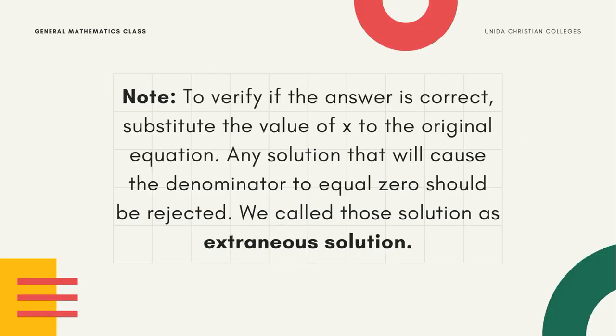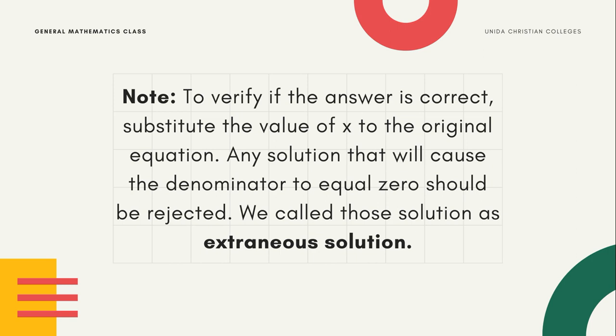Okay. Now, note, to verify if the answer is correct, substitute the value of x to the original equation. Any solution that will cause the denominator to equal 0 should be rejected. We call those solution as extraneous solution. O tatandaan po natin, paano natin masisigurado na tama ang sagot natin or tama yung nakuha nating value sa x? Anong gagawin natin? Magkakaroon po tayo ng checking. At paano po natin gagawin si checking? Yung nakuha mo pong value sa x, isa-substitute mo lang po doon sa given na equation.